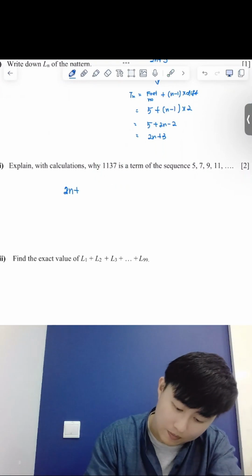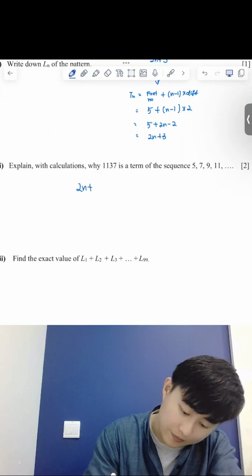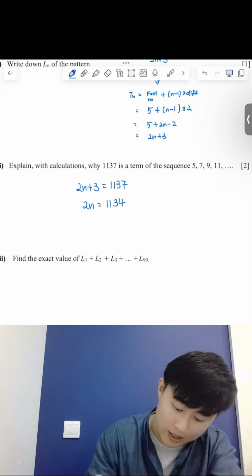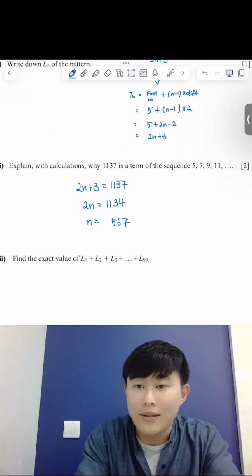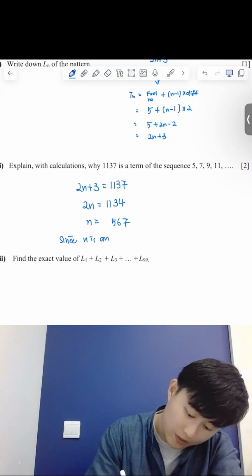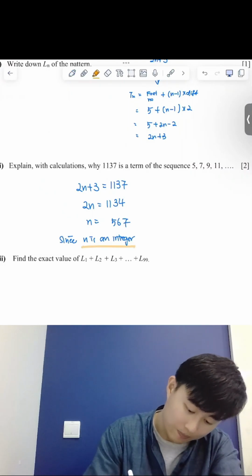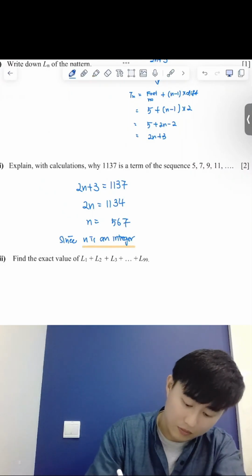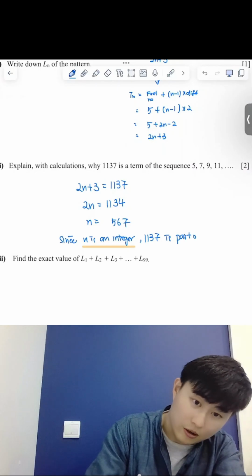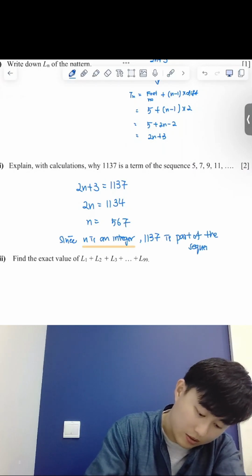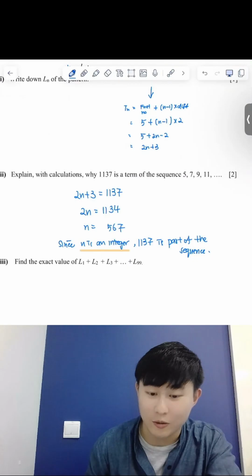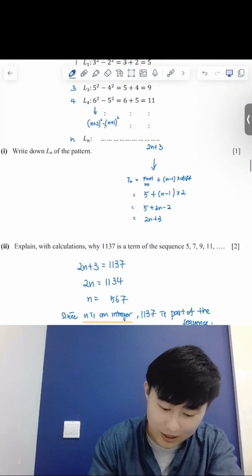So I'm going to let 2n plus 3 equals 1137. I'm going to figure out what n is here. So this is 1134. Then n equals 567. Good. n is a nice number. n is an integer. Since n is an integer, this is actually the keyword that I'm looking for. n is an integer, so 1137 is part of the sequence. Nice, easy question. Then we come to one last question. Wow, GG. What is happening here? Let me bring down the values first.